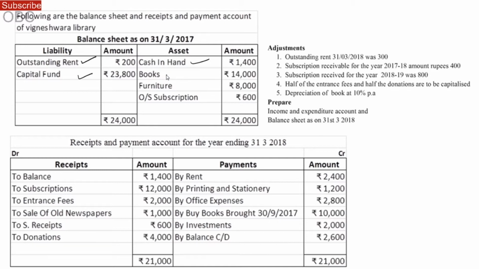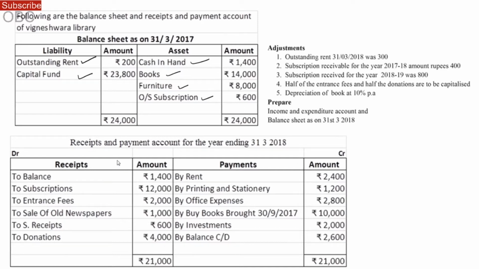Next, books, the purchase of books last year, 14,000. Okay, if we have any depreciation, we need to subtract it, or we need to write it in the income and expenditure account, depending on the percentage given. Next, furniture, the same applies to furniture, that's also an asset. Next, outstanding subscription. Here in the receipts and payment account, they are not given based on the year, so we need to subtract outstanding rent as well as outstanding subscription.